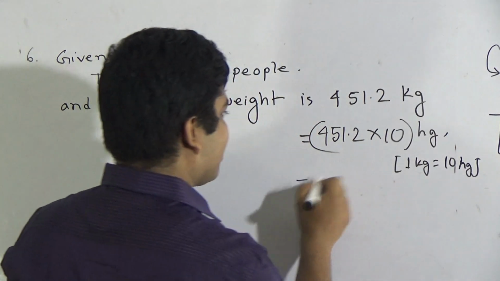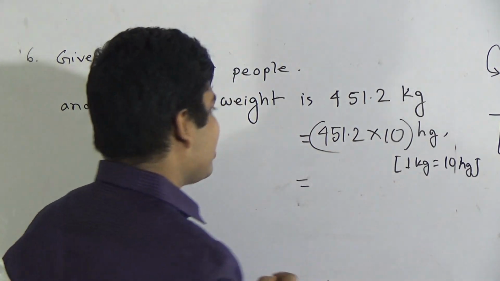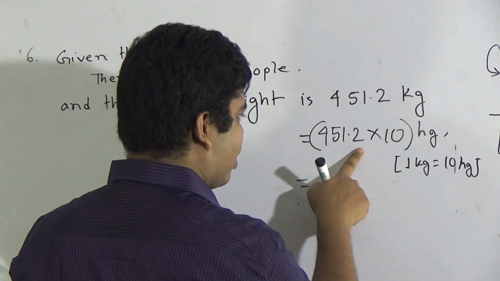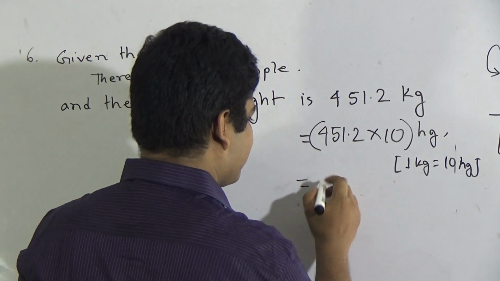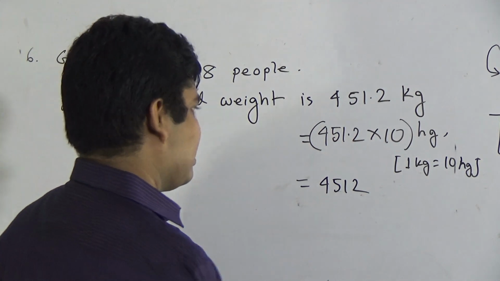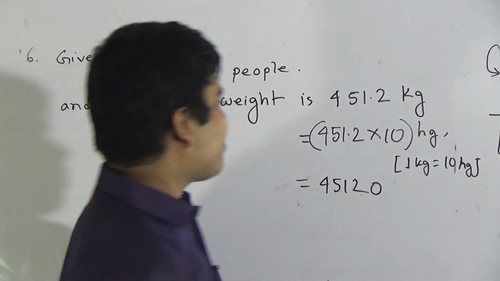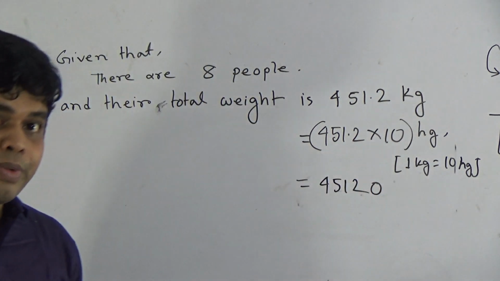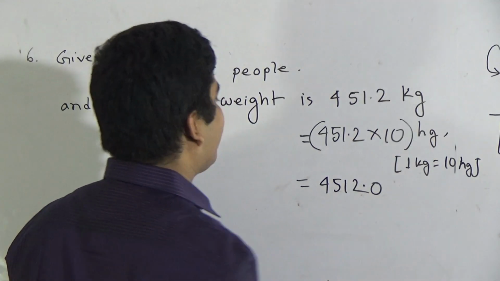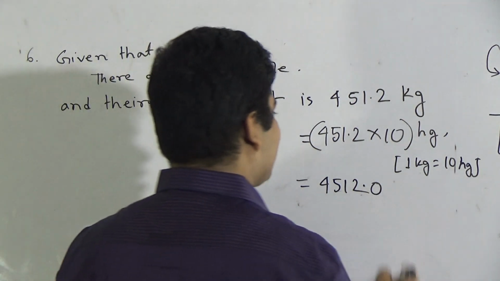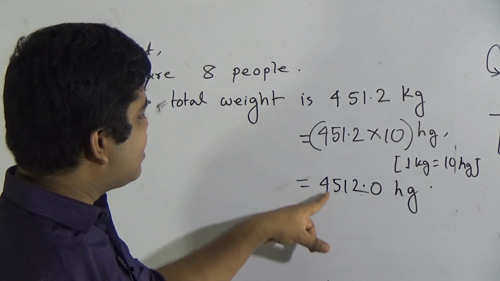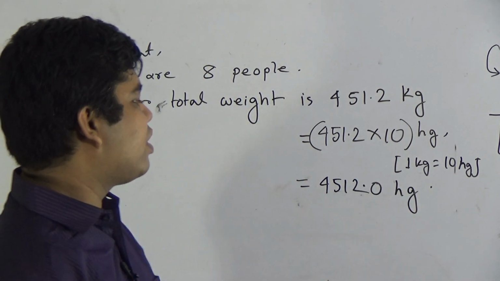Okay, now we do a multiplication. Here we use the easy multiplication process. So we multiply this 4512 by 1 without point. So 4512, and this 0 is placed here, and notice after point there is only one digit. So where will be the point? The point will be after 2, because after point there is only one digit, which is 0, and this 0 is negligible. Okay, so their total weight is 4512 hectogram.